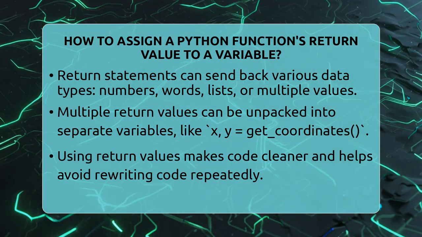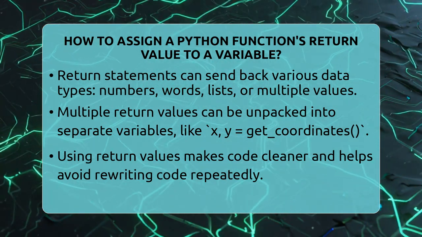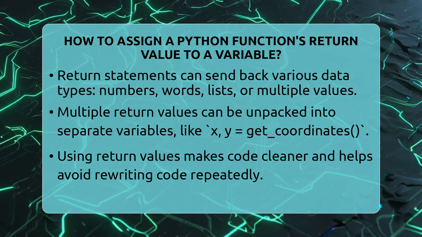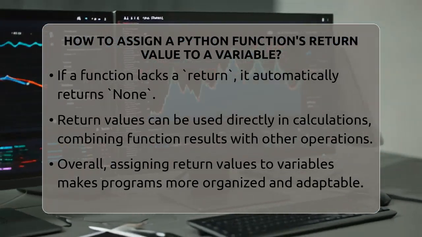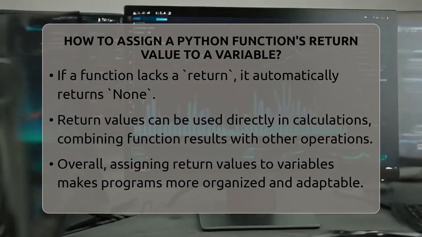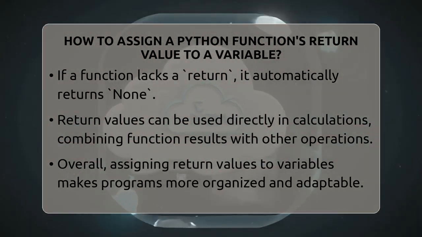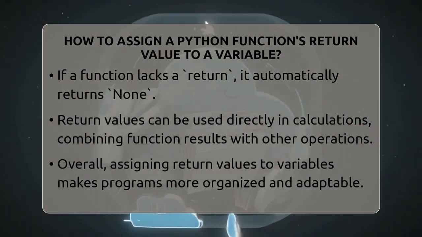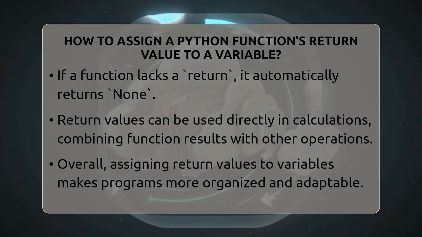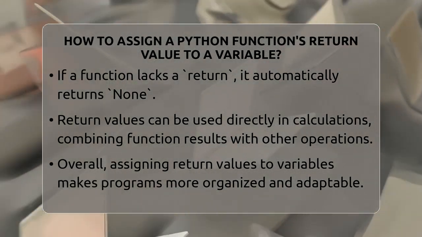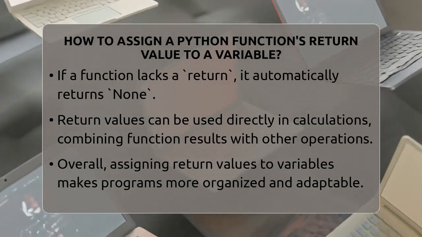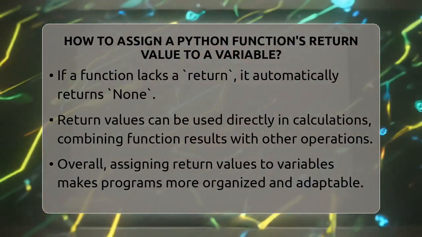You can also use return values directly in calculations. For example, if you have an add function that adds two numbers and returns the sum, you can immediately add 3 to that sum by writing sum = add(4, 7), then print(sum + 3). This way, you're combining the result of the function with other operations seamlessly.